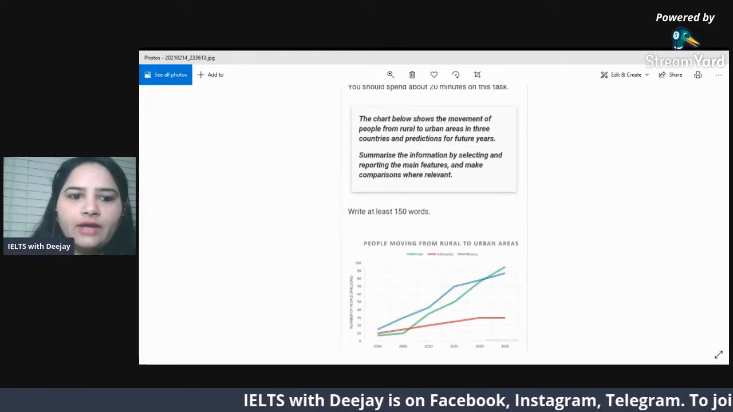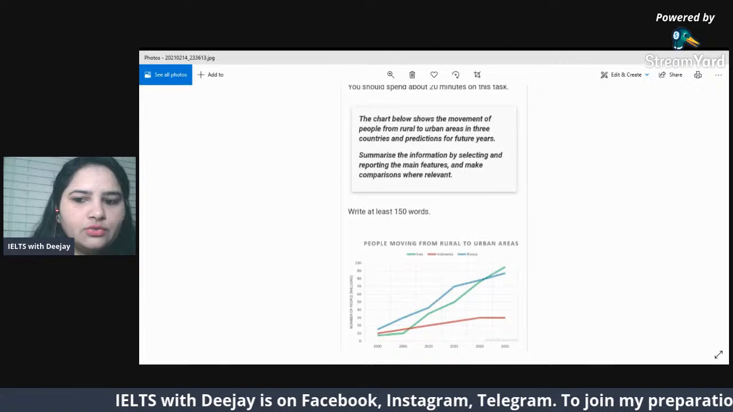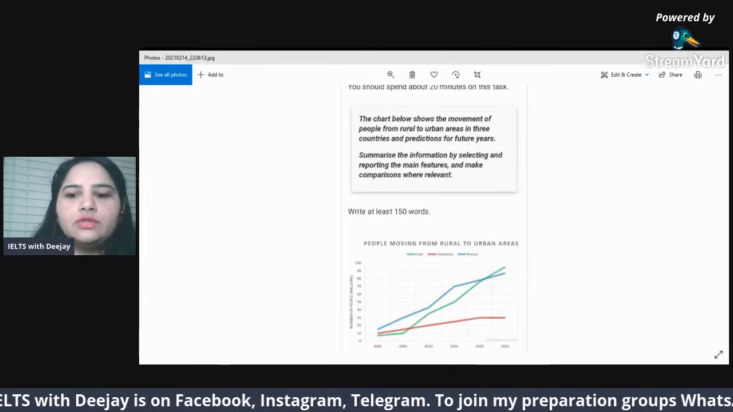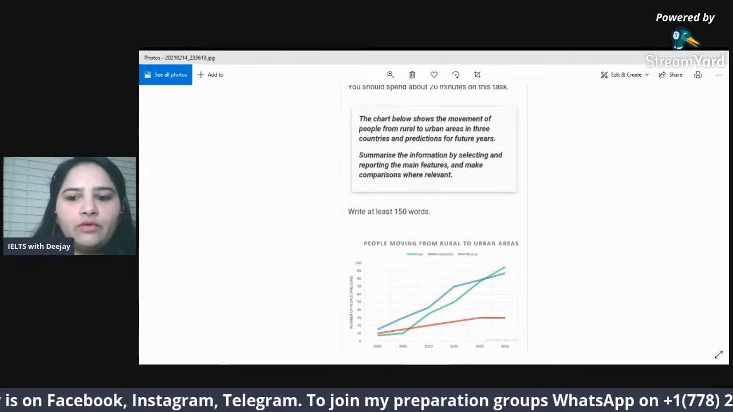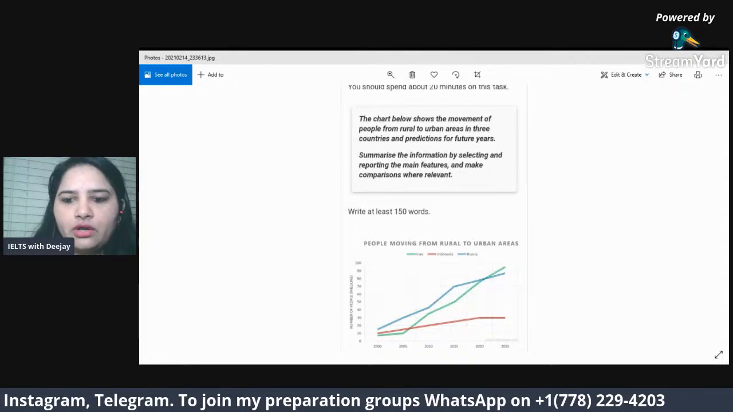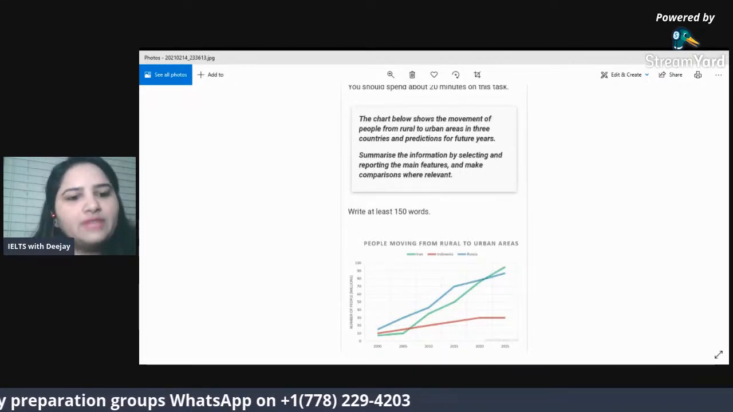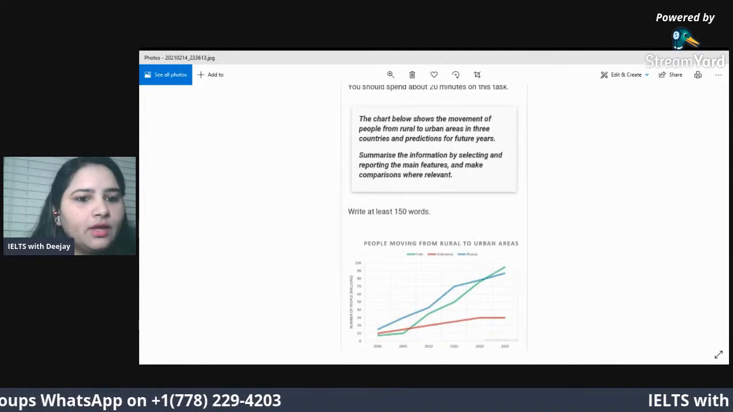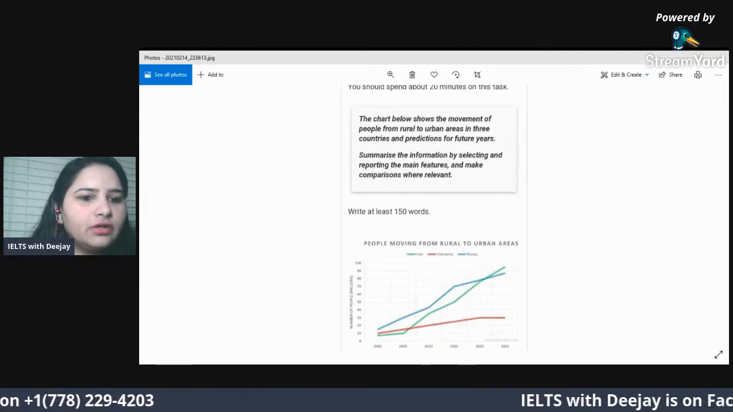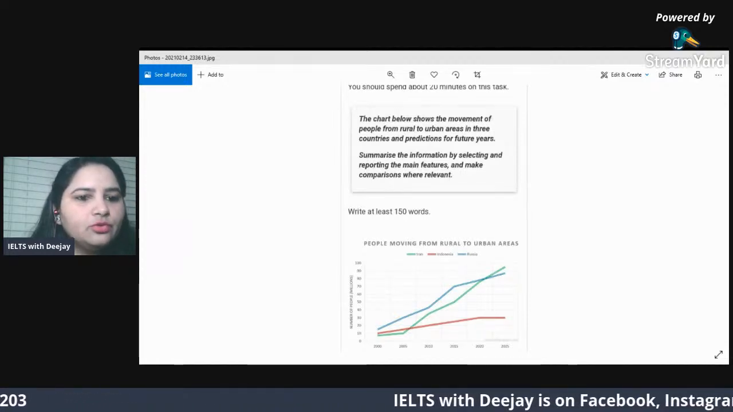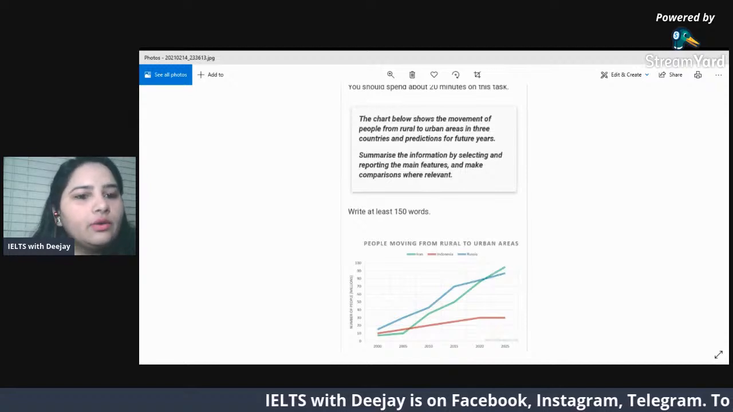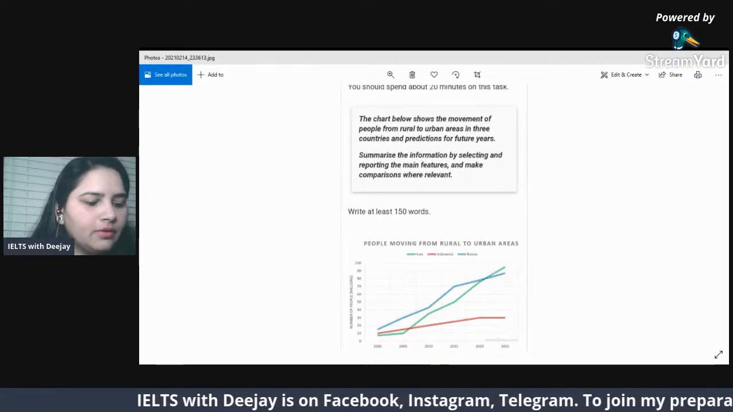Illustrates the current and future predictions in regards to the movement of people towards urban areas from Iran, Indonesia, and Russia in 3 years. Okay. Otherwise, it's fine. Do not write below, and write the name of the graph. This is what you have to do when you are doing your writing task one of academic.